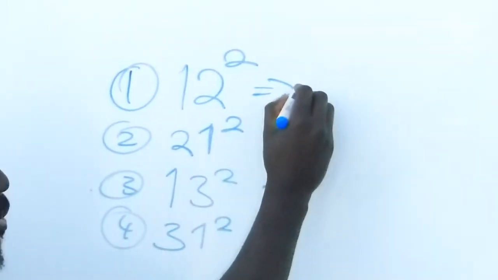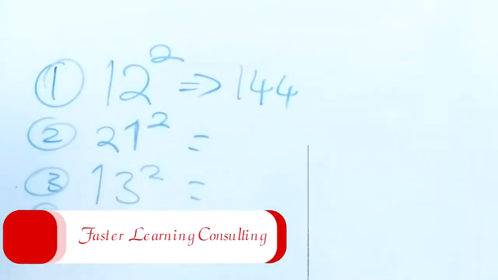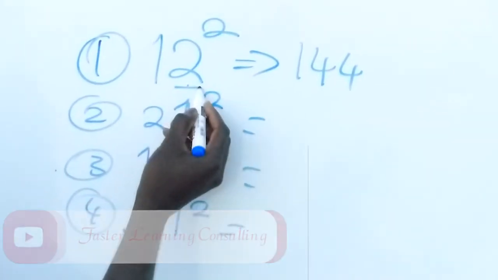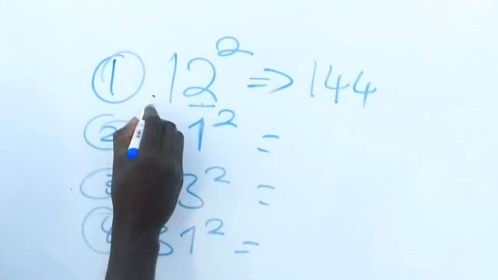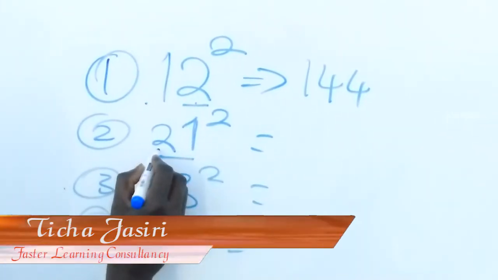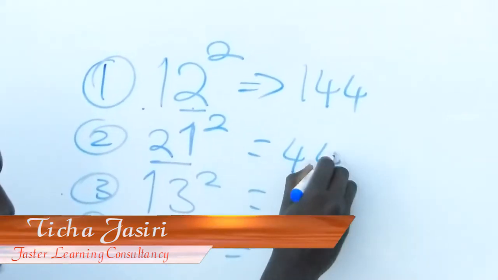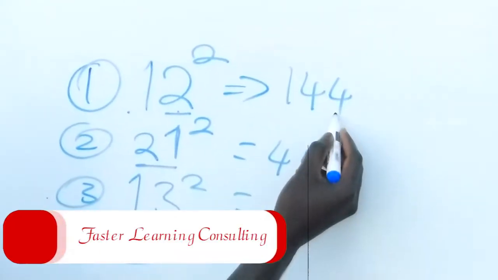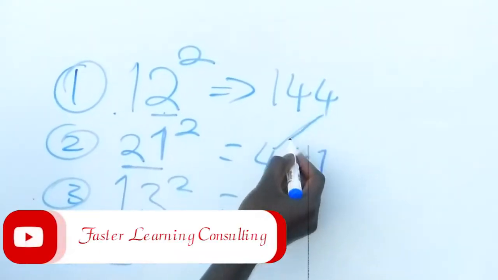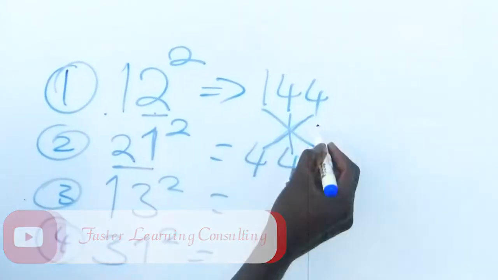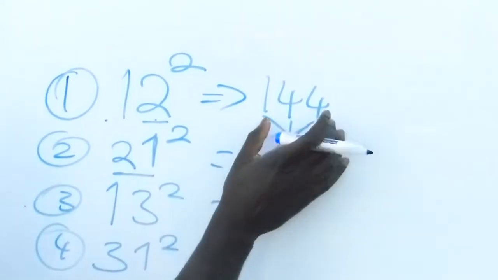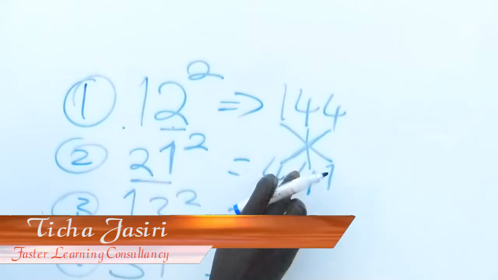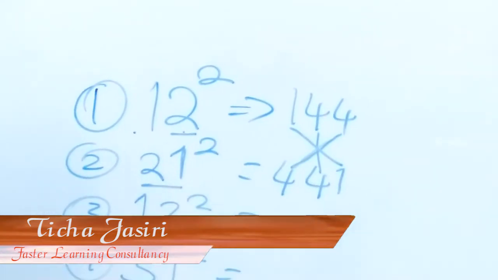12 squared normally is 144. Now the funny thing is that if you just have that 2 come in front of 1, so that becomes 21, 21 squared becomes 441. What you'll notice immediately is that the answer we had, 144, has just been mirrored or reversed, and now we have instead 441 as the answer.